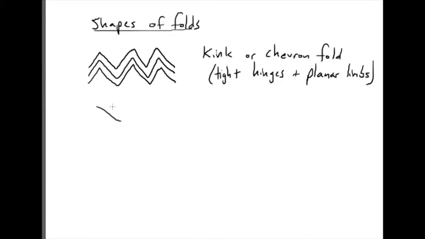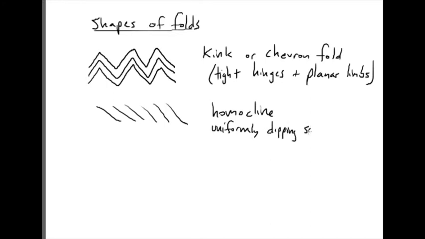If you just have a bunch of rock layers that are dipping all the same way, we call that a homocline. This is a uniformly dipping set of strata. I've actually never encountered one of those. At some point, those are going to have to go back to reveal that there's a fold at a larger scale. These are fairly common though, a monocline.